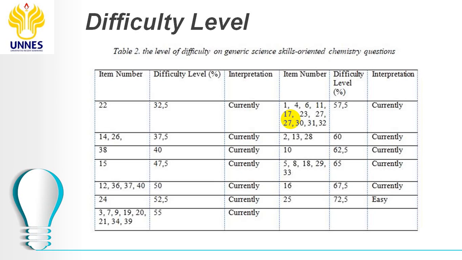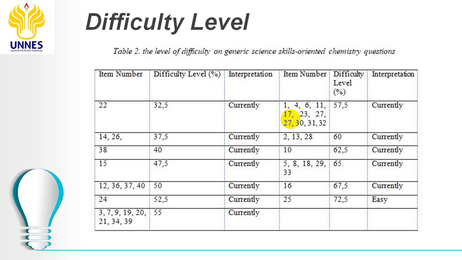Okay, the result of the analysis of chemistry questions oriented to generic science skill using ANATES software on the aspect of difficulty level is divided into 3 categories, namely easy, medium, and difficult. A good set of questions has a balanced proportion of difficulty level between easy, medium, and difficult categories, with a ratio of 3:5:2. The results of the distribution of chemistry questions oriented to generic science skill on the aspect of difficulty level are in table 2.